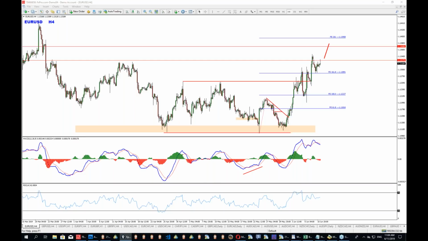Yesterday, we did have a few holidays here in Europe, so I guess that might be causing a bit less action for some of the pairs, especially the ones related to the euro. But today, I think we're going to be back to normal, especially once we overlap with the US session.